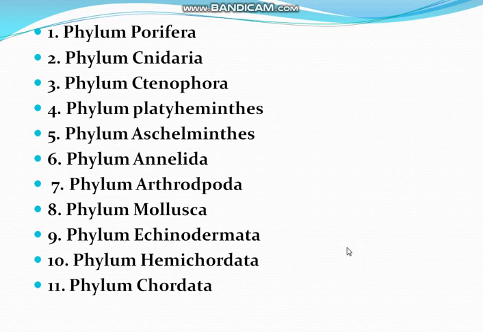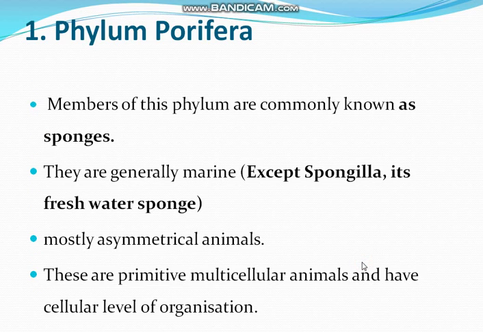We can move through the distinguishing features of each phylum. Let's start with phylum Porifera. What are the salient features of phylum Porifera? Phylum Porifera is commonly known as sponges. They are generally marine in nature except Spongilla. Spongilla is a freshwater sponge.